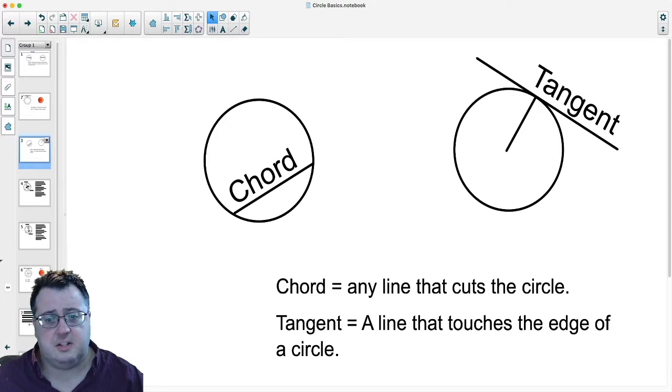The next thing you need to know is about tangents. Tangents are any line that touches the edge of the circle. So I've got an example of that there to the top right.